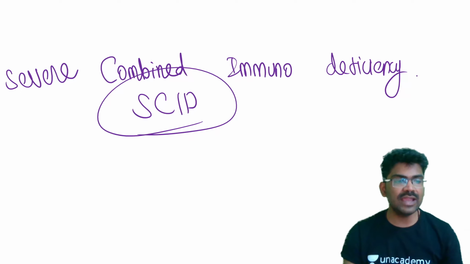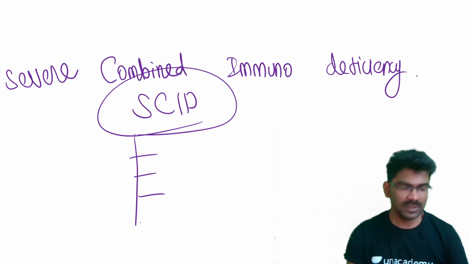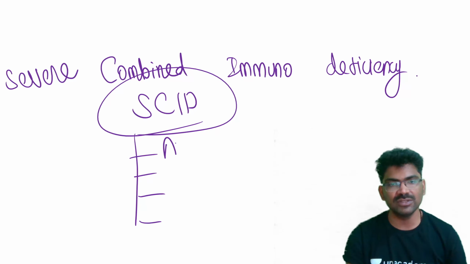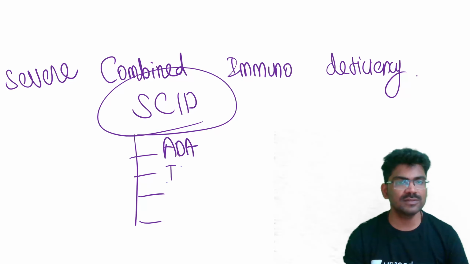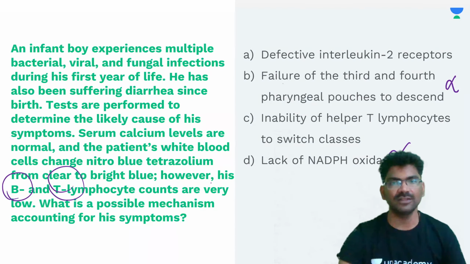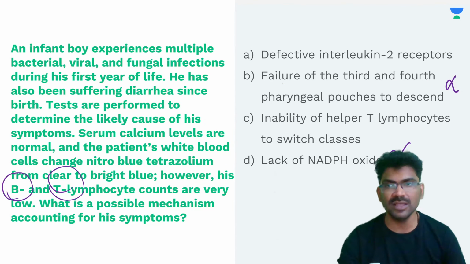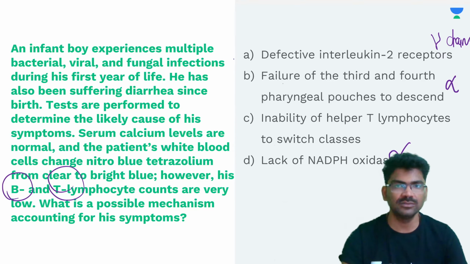So SCID can be due to multiple causes. Adenosine deaminase deficiency, right? ADA deficiency. There are many other causes. One of the causes is interleukin 2 receptor gamma chain defect. So the interleukin 2 receptor gamma chain is part of the high affinity interleukin 2 receptor. Okay. So option A is the answer.